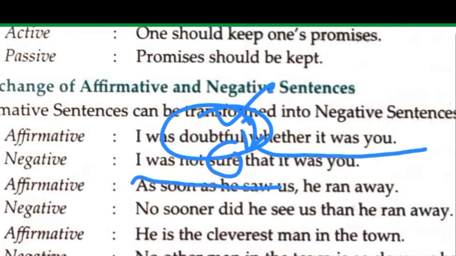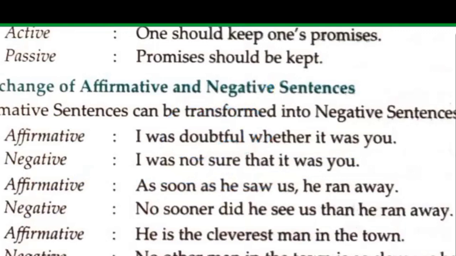I was not sure that it was you. Whether did not come because here we confirmed that one. I was doubtful whether it was you. There it was, I was not sure. So when you use the words, I was not sure that it was you, I completely made the meaning in the negative form.